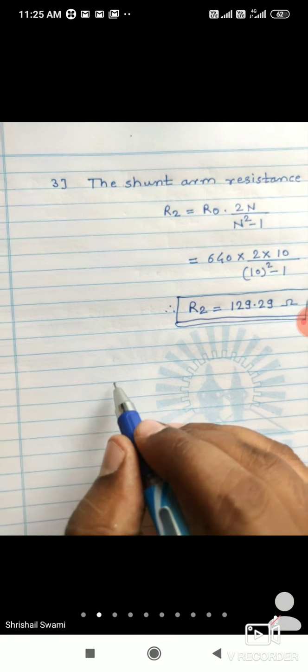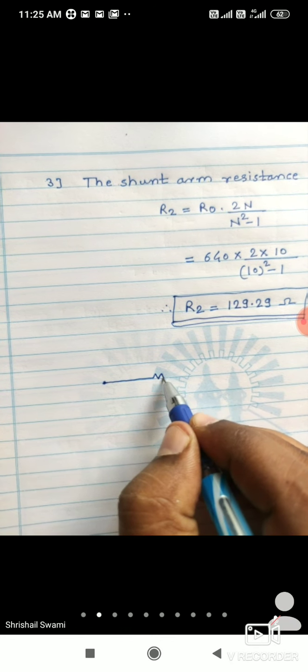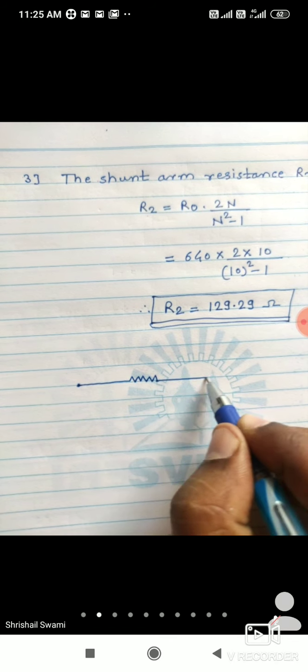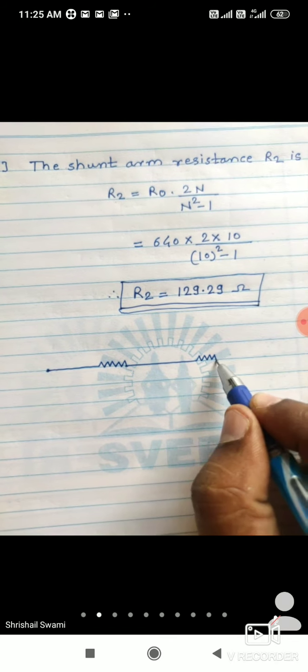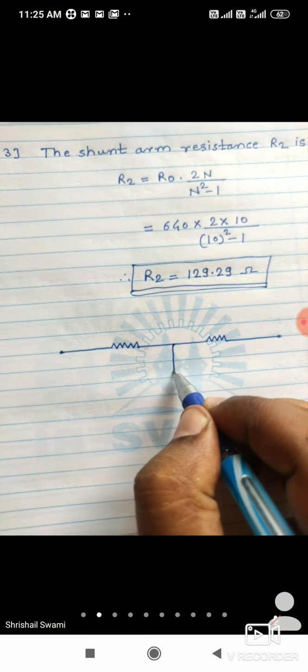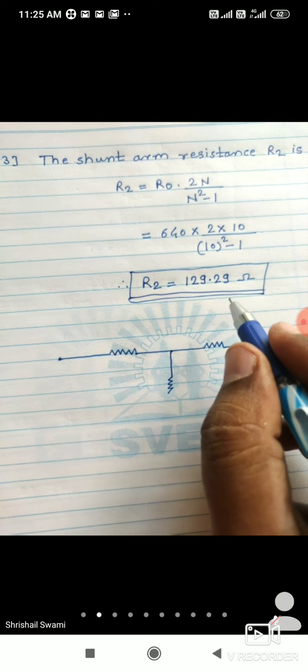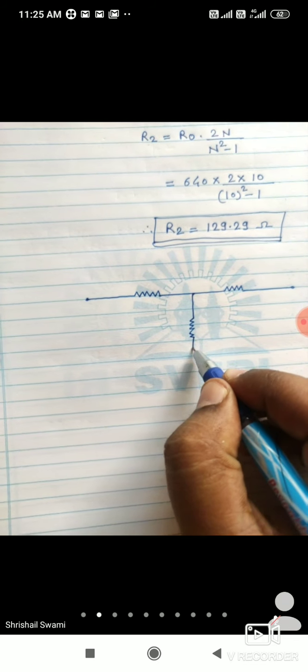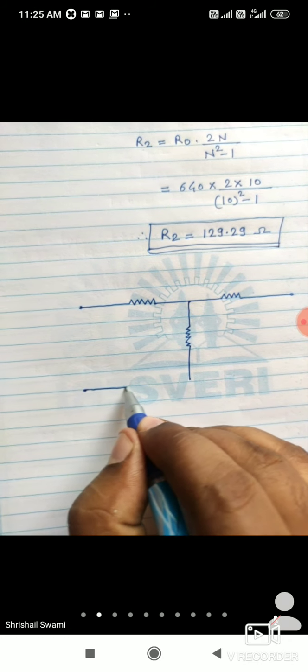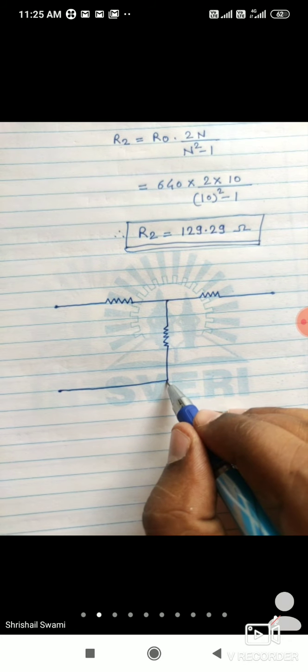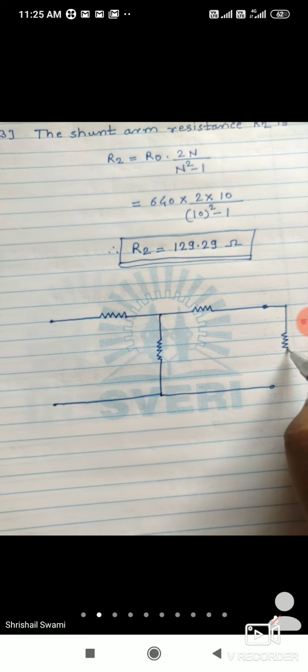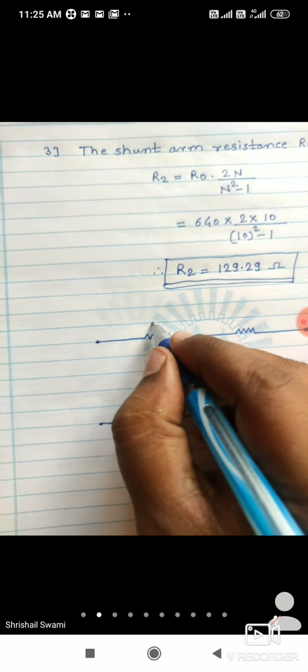So now you have to draw the T-type attenuator and put the values. If we are doing up to this only, you will get only half marks. That is, out of 4 you will get 2 marks. So 1 mark is for the design, that is for drawing the diagram, and 1 mark is for mentioning the values. Okay, so this is R1, this is R1, this is R2.